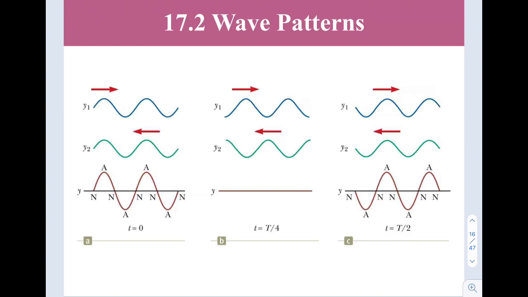But let's say at the moment y1 has a crest and y2 has a trough. When they meet up and combine based on the superposition principle, they are going to have a flat line, because they cancel each other out. This is at t equal to 1/4 period. But when t is equal to half period, again they combine and produce an antinode here and an antinode here. So this is the way we observe the antinode and node pattern within a standing wave.